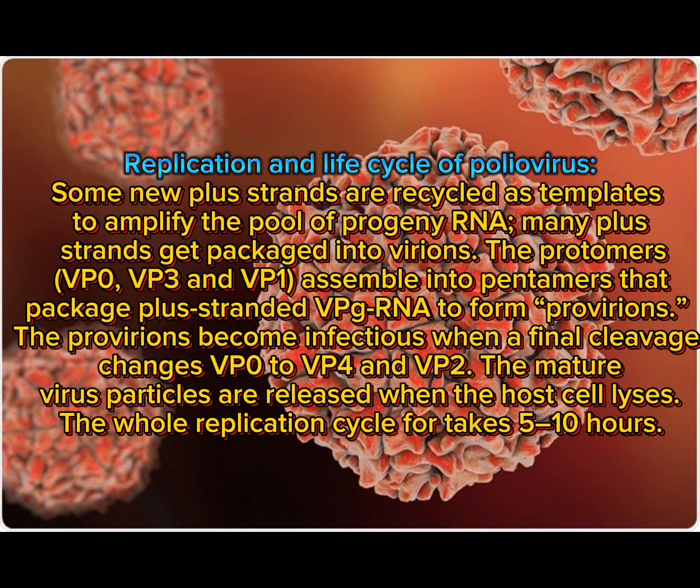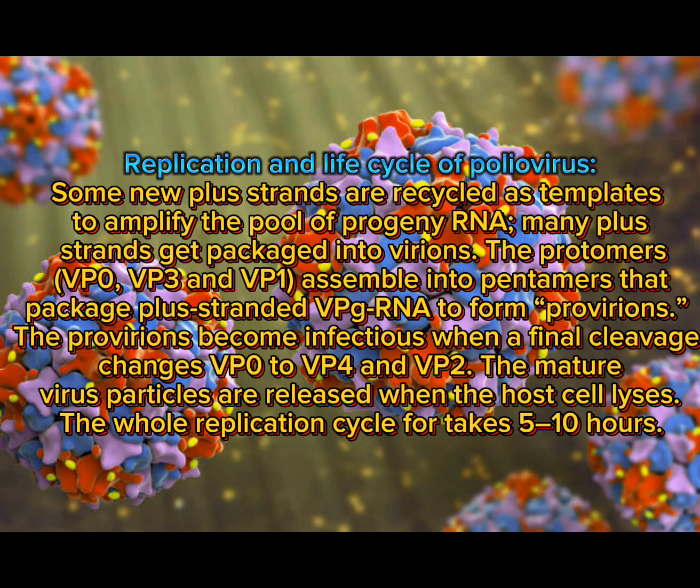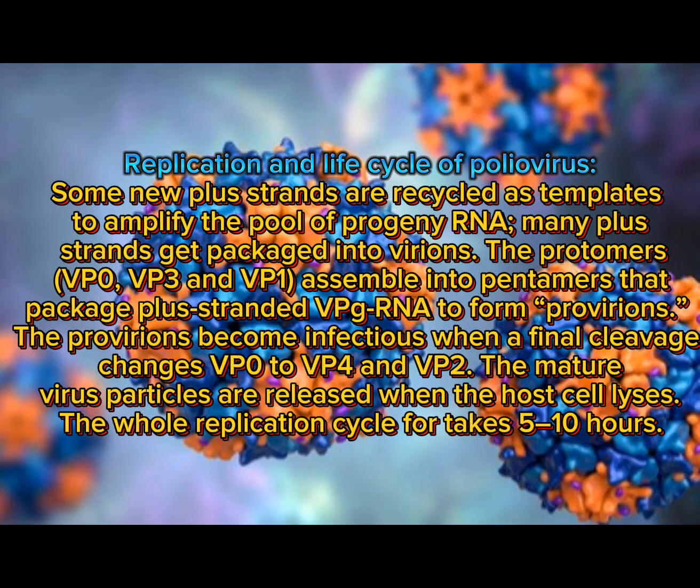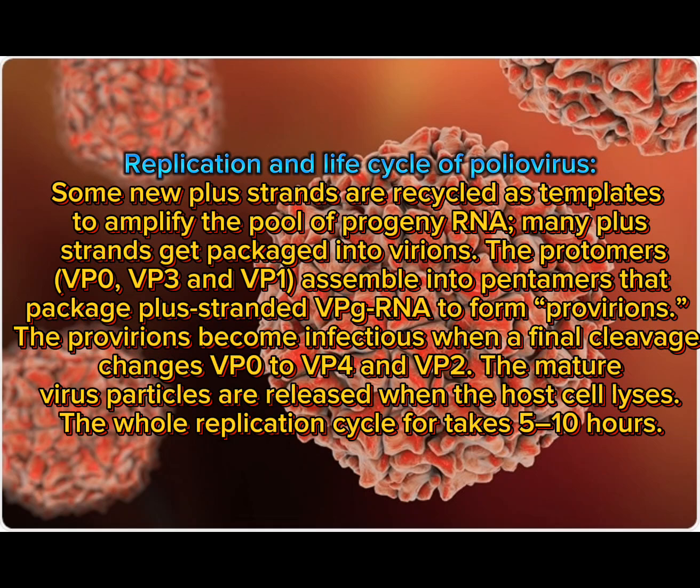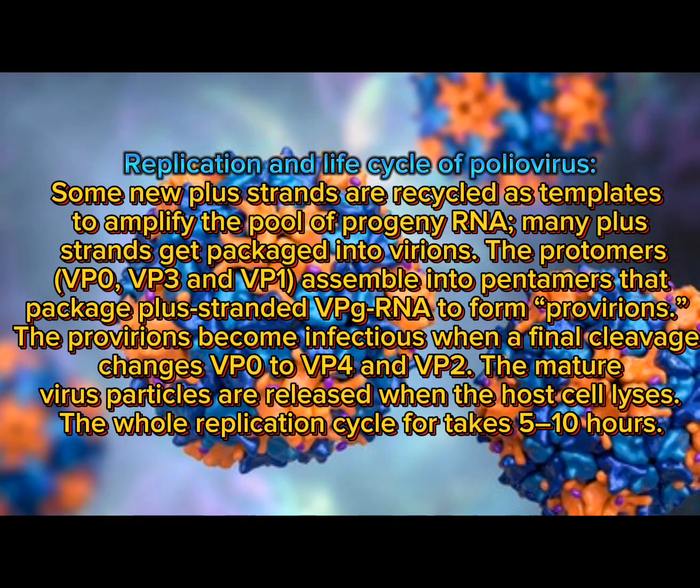Replication and life cycle of poliovirus. Some new plus strands are recycled as templates to amplify the pool of progeny RNA. Many plus strands get packaged into virions, the protomers. VP0, VP3, and VP1 assemble into pentamers that package plus-stranded VPg-RNA to form provirions. The provirions become infectious when a final cleavage changes VP0 to VP4 and VP2. The mature virus particles are released when the host cell lyses. The whole replication cycle takes 5 to 10 hours.